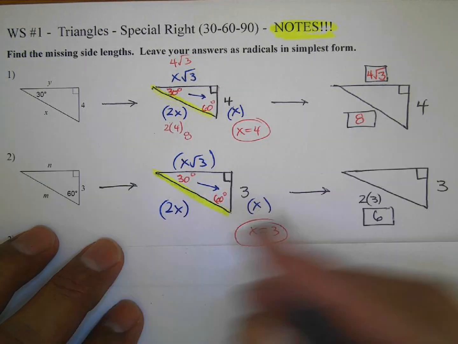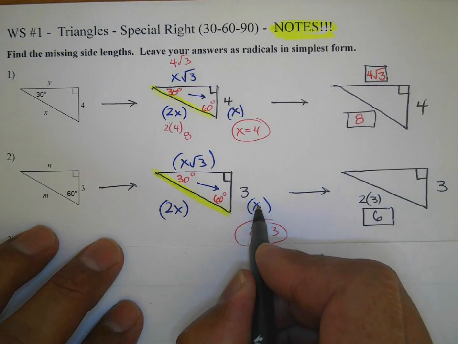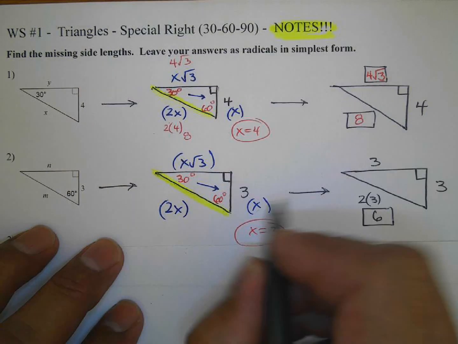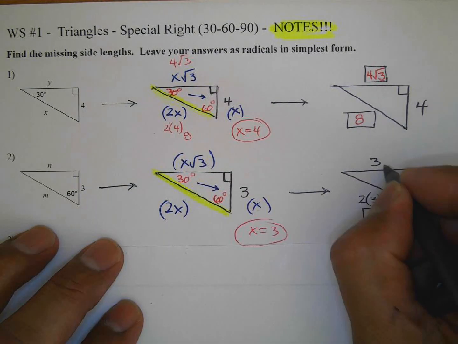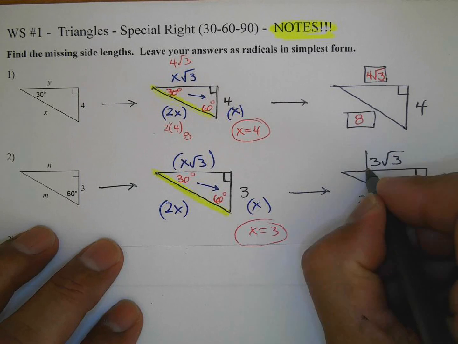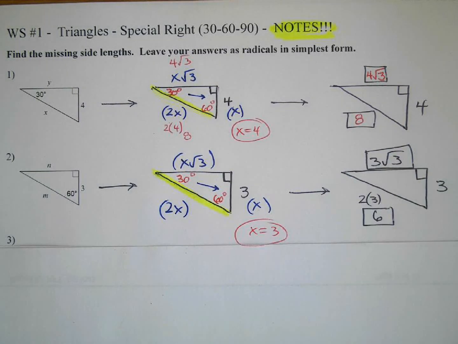And this one's x root 3, or in this case, what? X is 3, and then the root 3. That is the measure of that side. Okay, the next two are going to be different, and then the next two are going to be a little bit different as well. So don't think it's this easy. Let's move on. Number 3.